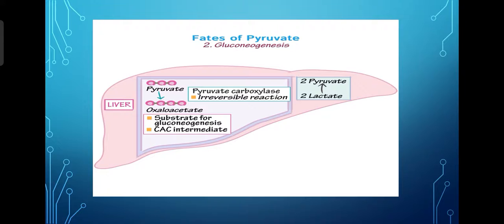When we ingest ethanol, it is metabolized by liver alcohol dehydrogenase. Here pyruvate is converted to oxaloacetate by pyruvate carboxylase enzyme. This is an irreversible reaction. Oxaloacetate acts as the substrate for the gluconeogenesis cycle. It occurs in the liver.